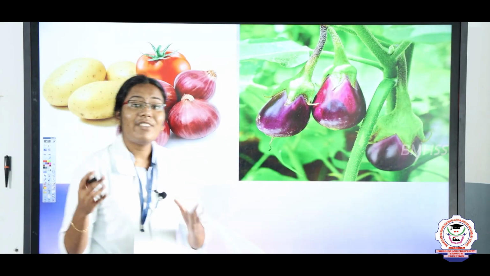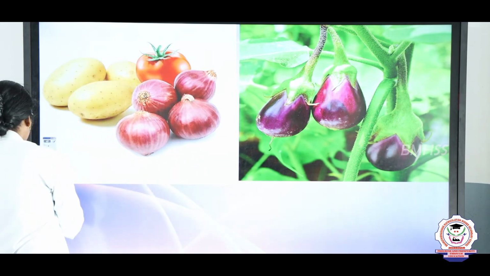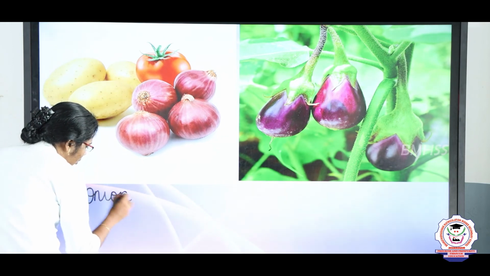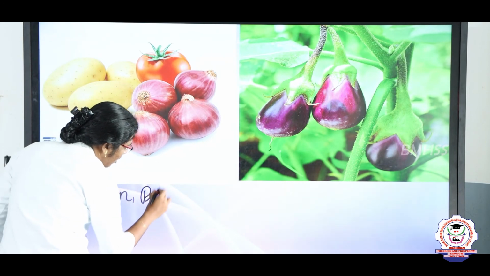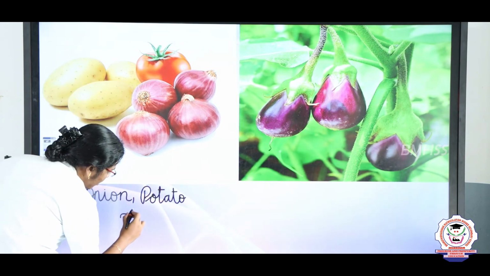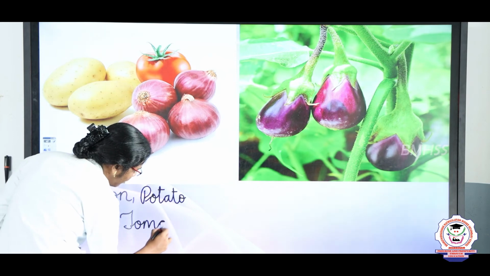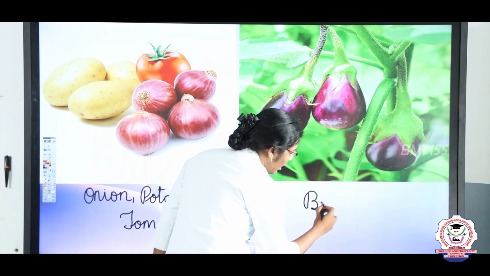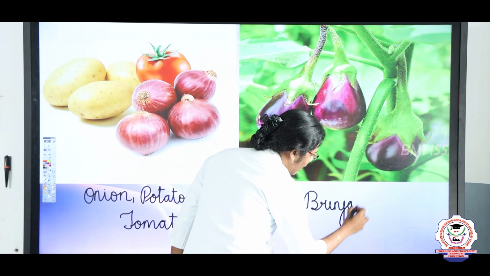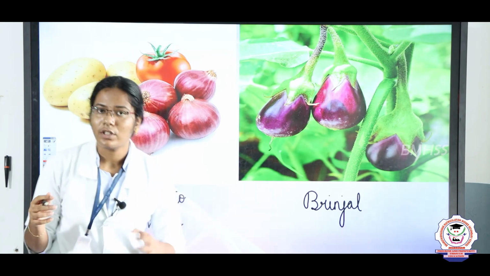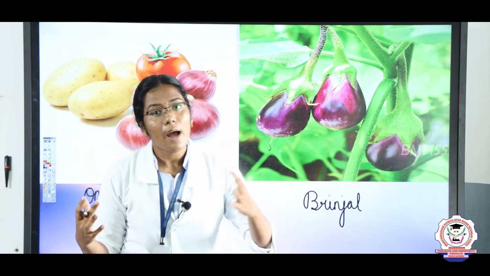Then some vegetables like onion, potato, tomato, brinjal are available throughout the year. Onion, potato, tomato, and brinjal. Yes children, the onion helps to reduce our blood pressure. That is why we use onion in every food. Its major use is that it helps to reduce our blood pressure.